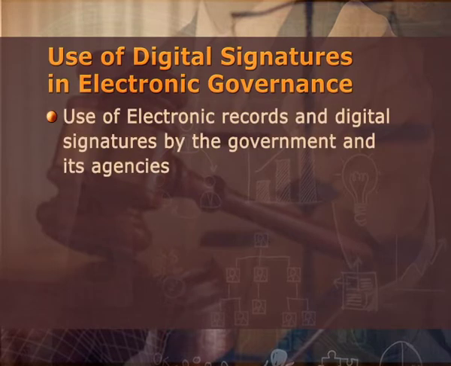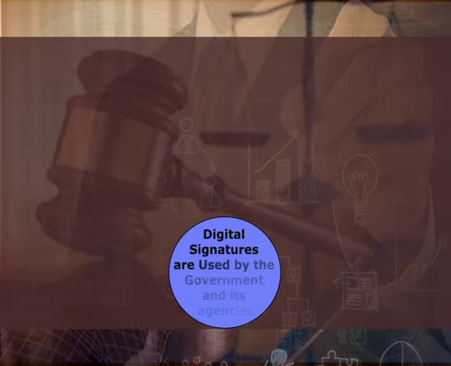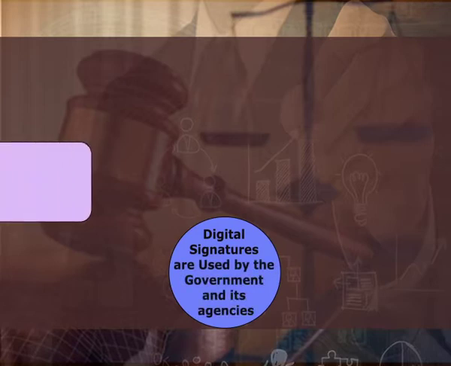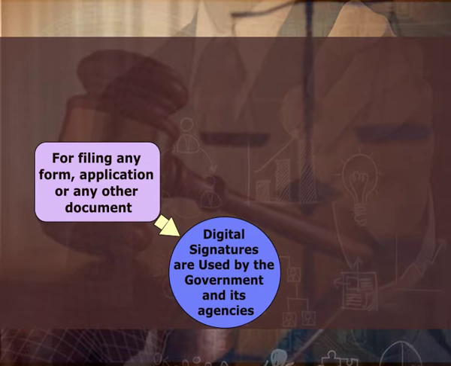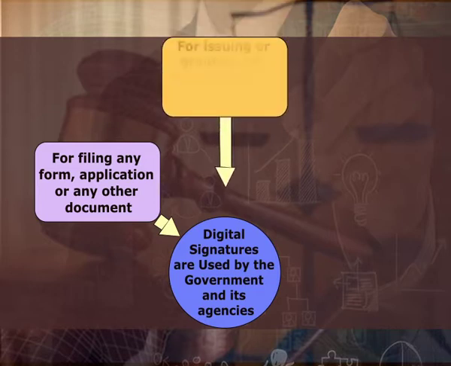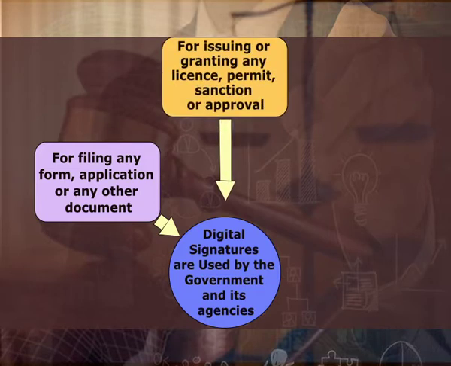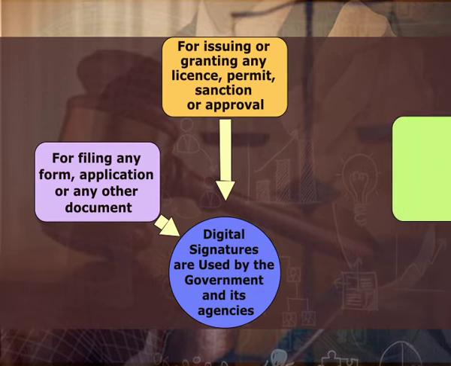Use of electronic records and digital signatures by the government and its agencies. The government and its agencies use the electronic record and digital signature in the below circumstances. 1. For filing any form, application or any other document with any office, authority, body or agency owned or controlled by the appropriate government. 2. For issuing or granting any license, permit, sanction or approval.